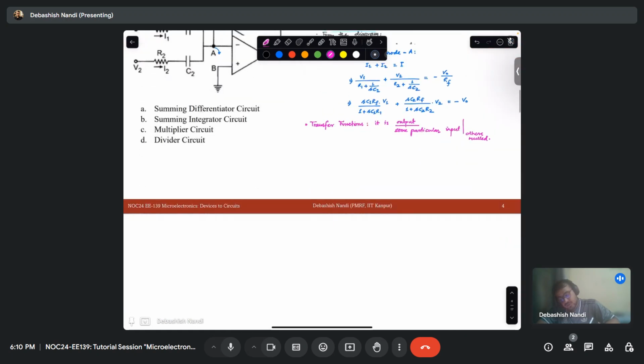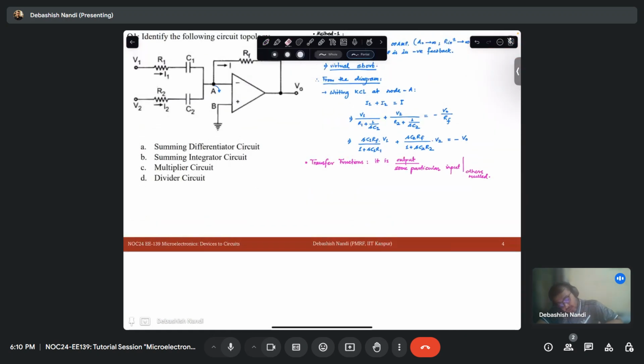Now what we see is that V0 is equal to minus V1 times SC1 RF over 1 plus SC1 R1, minus V2 times SC2 RF over 1 plus SC2 R2.